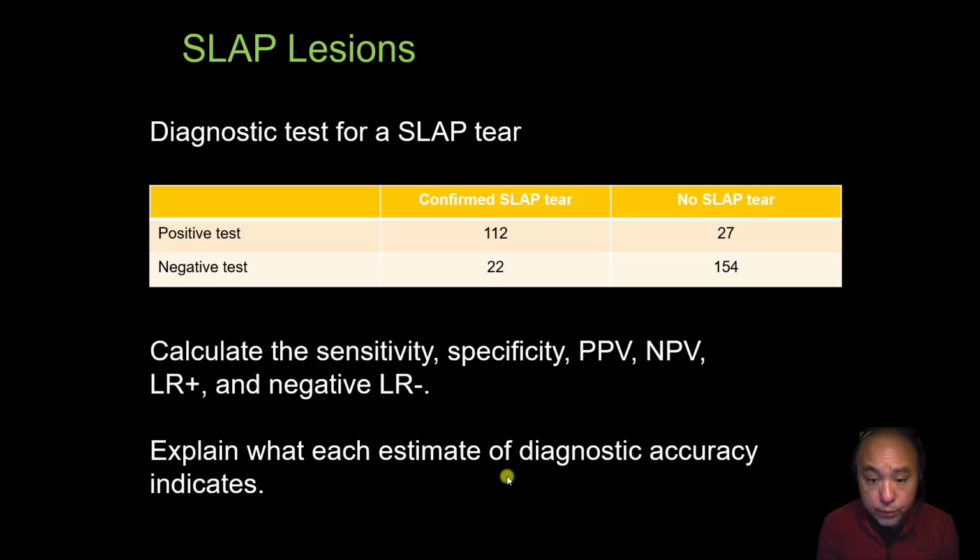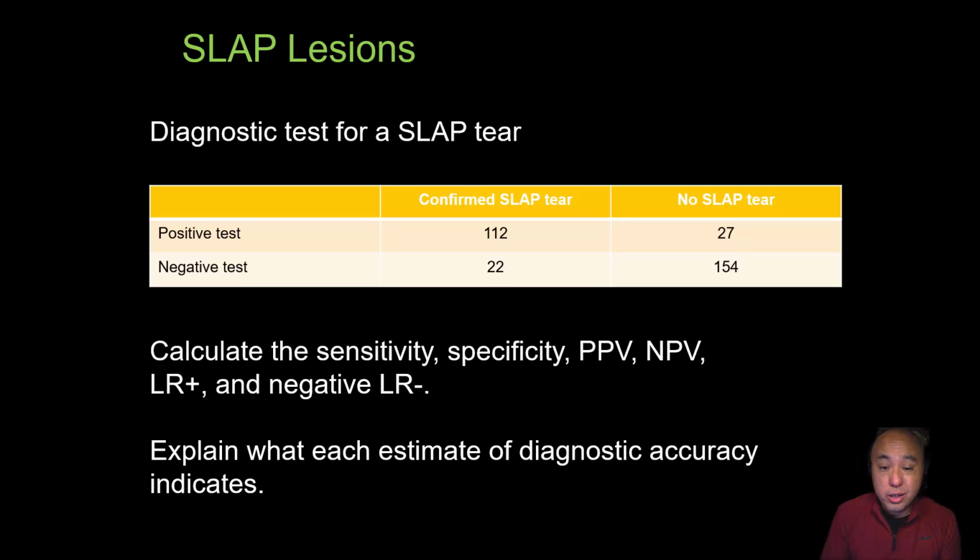And for this particular test, what the researchers found is that of the confirmed SLAP lesions, these are the athletes with confirmed SLAP tears, 112 of them tested positive, 22 tested negative, and of those without SLAP tears, 27 tested positive, and 154 of them tested negative. Given this information, depending on where you're at in this video, calculate the sensitivity, specificity, positive and negative predictive value, positive likelihood ratio, and negative likelihood ratio for the diagnostic test for SLAP lesions. So go for it. All right, let's go ahead and check your work.